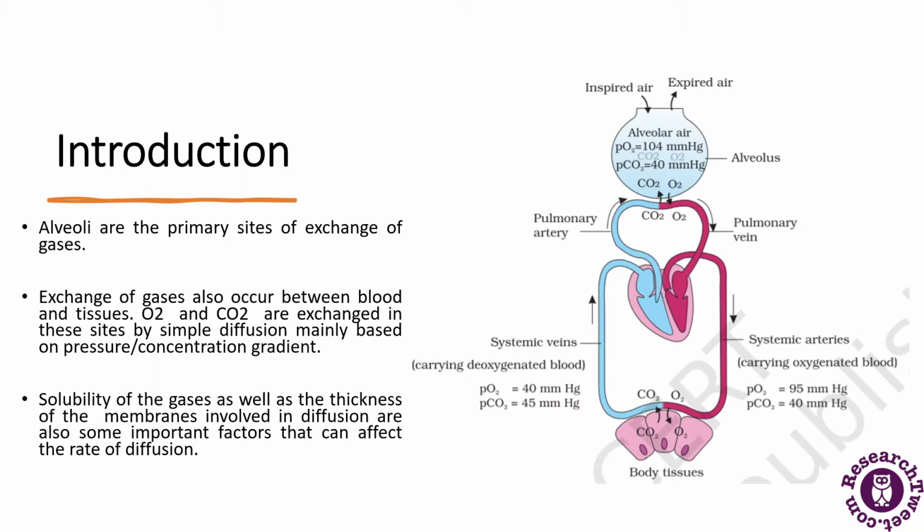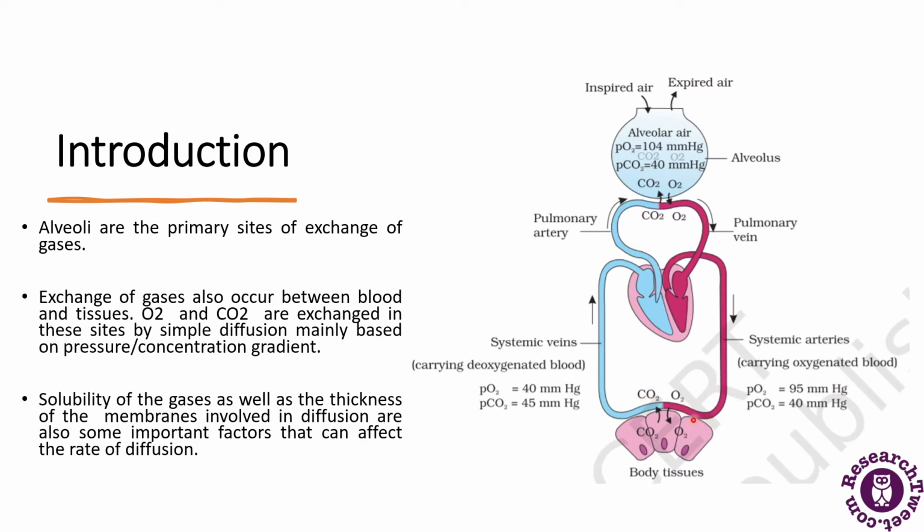As you can see in this diagrammatic representation, in the alveolar air the partial pressure of oxygen is about 104 mmHg and the partial pressure of CO2 is about 40 mmHg. There is a pulmonary artery and a pulmonary vein shown here. The arrows show how oxygen is coming in and carbon dioxide is going out. Then the systemic arteries carry the oxygenated blood, and here the partial pressure of oxygen is about 95 mmHg and the partial pressure of CO2 is about 40 mmHg.